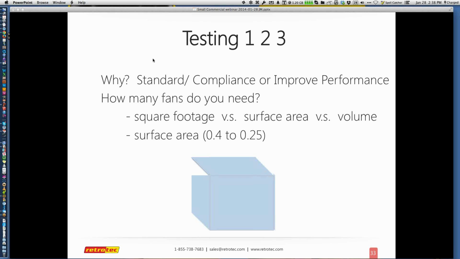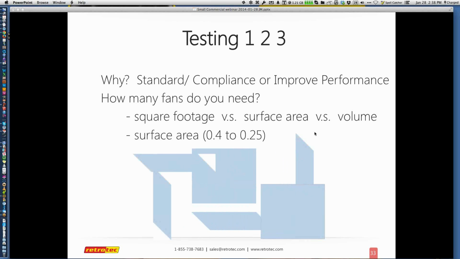One of the things that comes out in here is square footage versus surface area versus volume. In general, a lot of the folks dealing with commercial are usually dealing with surface area, and it can range from 0.4 to 0.25 CFM per square foot of surface area. I should have had that there, apologize. That helps me determine what my leakage may be, and most structures are maybe even leakier. That'll determine how many fans I might need once I understand the surface area of the structure.